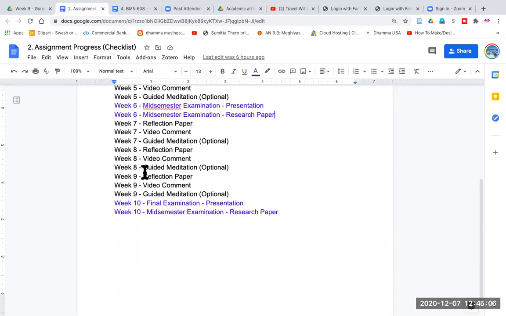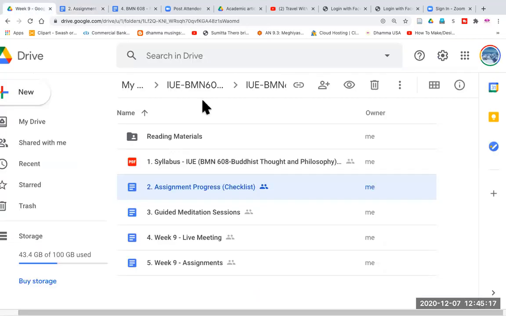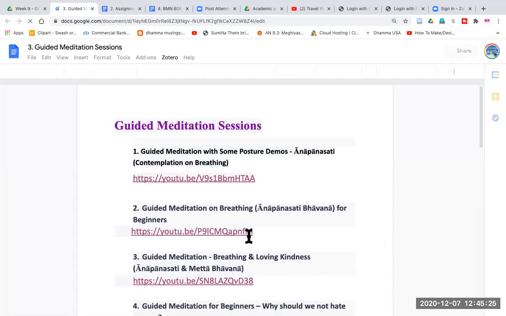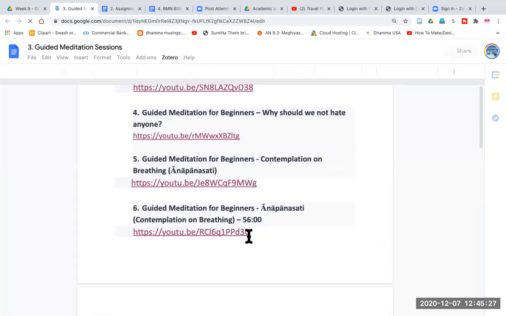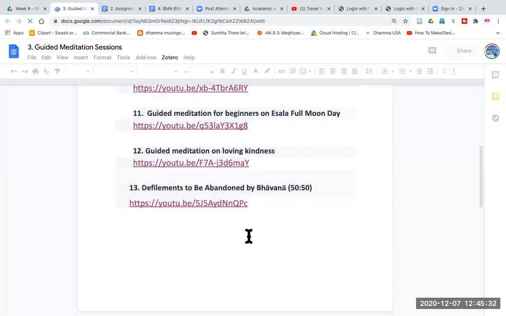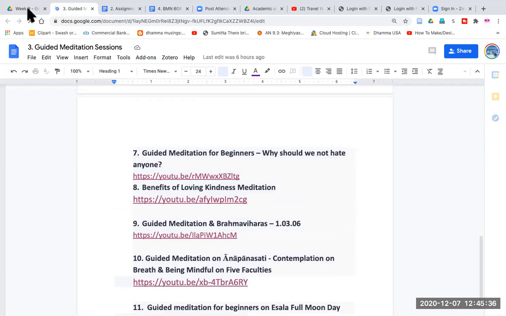So today we have a simple reflection paper and a video comment and a guided meditation, again optional. These things will be the key today. And these are the guided meditation sessions. I have a list of guided meditations for those people who could not complete some assignments, so I can maybe cover up for you. So just take a look.